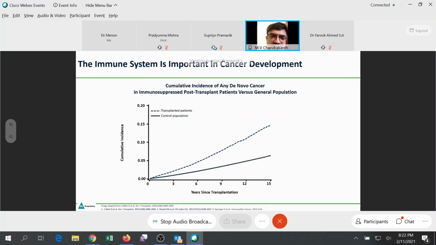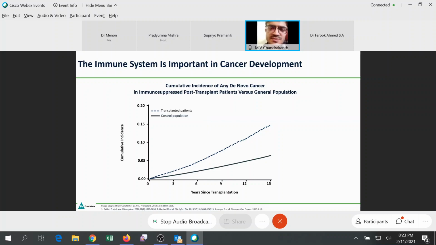So this is a very impressive curve. What you can see is the immune system is important in cancer development. If a person is more immunosuppressed, he becomes more susceptible to cancer. We have heard that the immune system is important to defend against infections. For COVID, if the immunity is low, then we become more susceptible to infections. Similarly, immunity is required even for prevention from cancer.